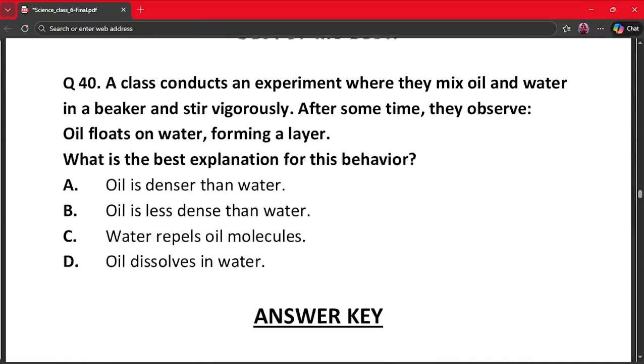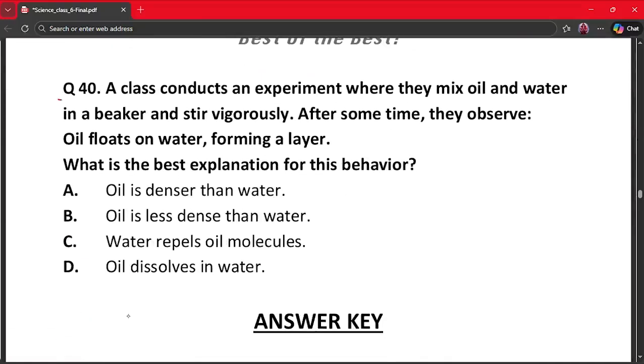The next question is question number 40. A class conducts an experiment where they mix oil and water in a beaker and stir vigorously. After some time they observe oil floats on water, forming a layer. What is the best explanation for this behavior?